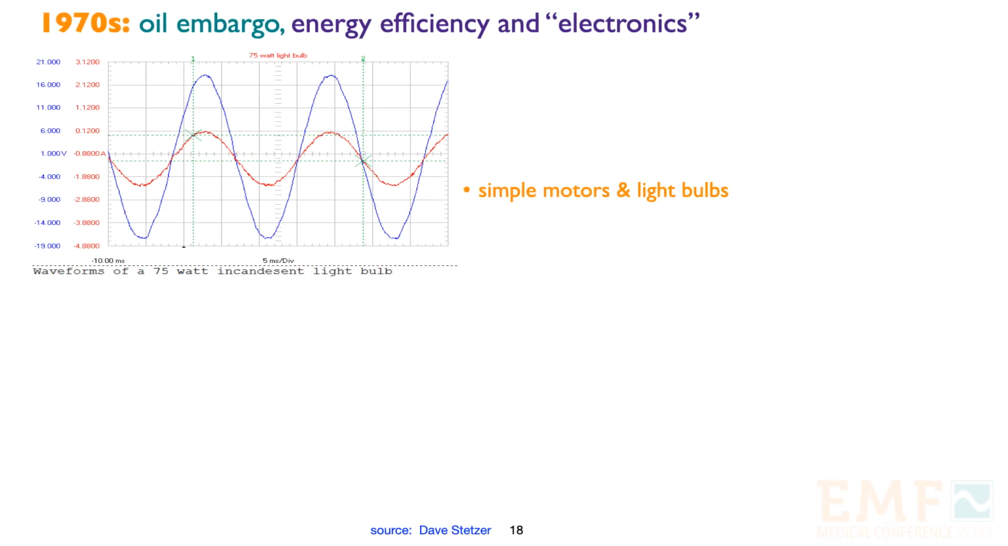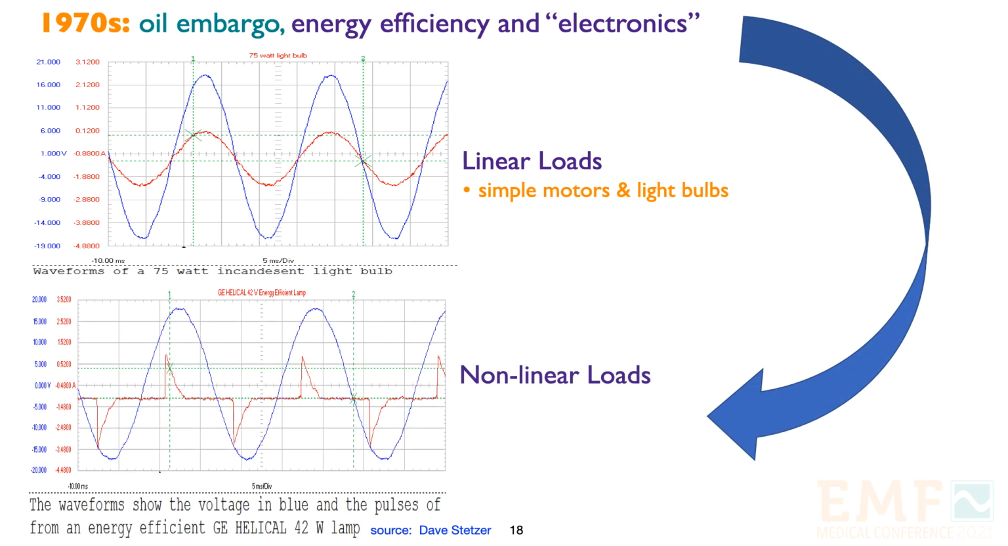Prior to the oil embargo, most of the uses of electricity involved simple motors and bulbs. These produce linear loads. The electronics produce nonlinear loads that are difficult to balance. They overload neutral wires, and they are biologically harmful.